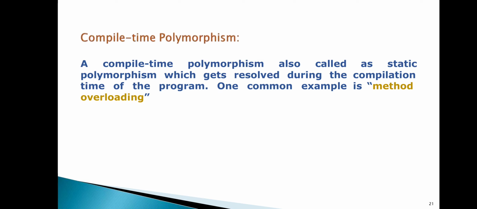Method overloading is an example of compile time polymorphism. Method overloading is nothing but having the same method name with different types of parameters and different lengths of parameters.